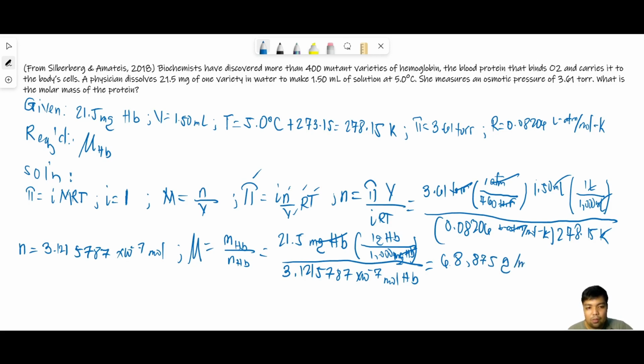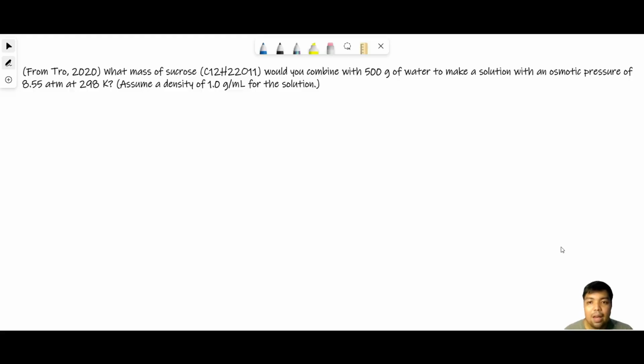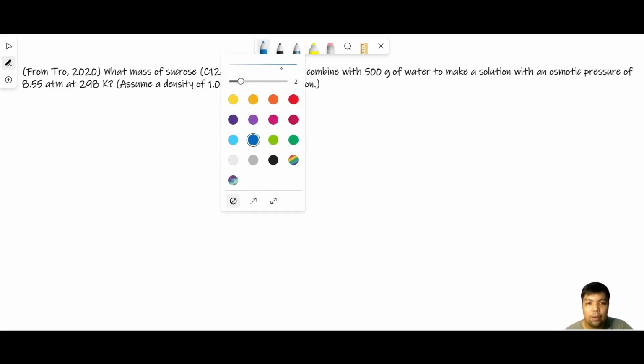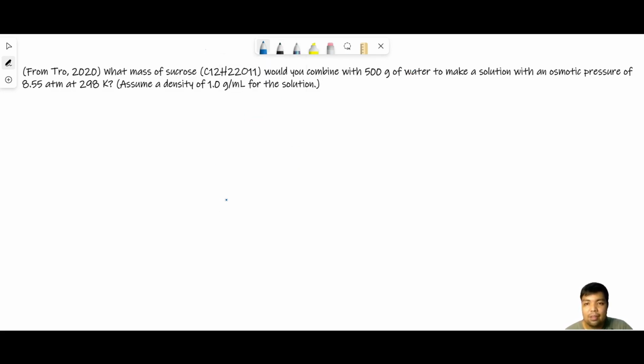68,875 grams per mole. So that is the molar mass of the hemoglobin variant used in this experiment. So let's have another example. What mass of sucrose with this given chemical formula would you combine with 500 grams of water to make a solution with an osmotic pressure of 8.55 atmospheres at 298 Kelvin? Assume a density of 1.0 grams per ml for the solution.